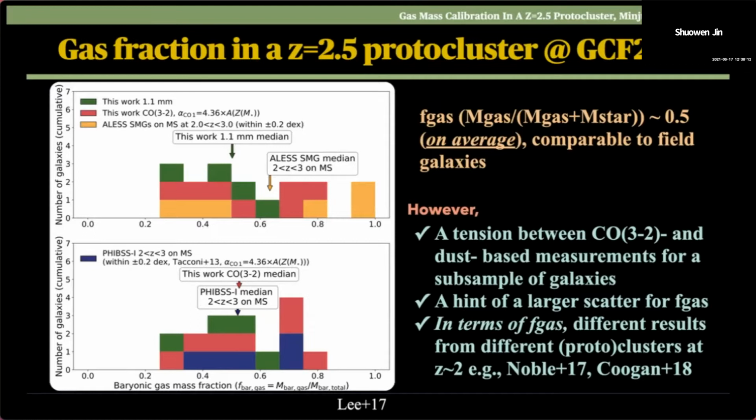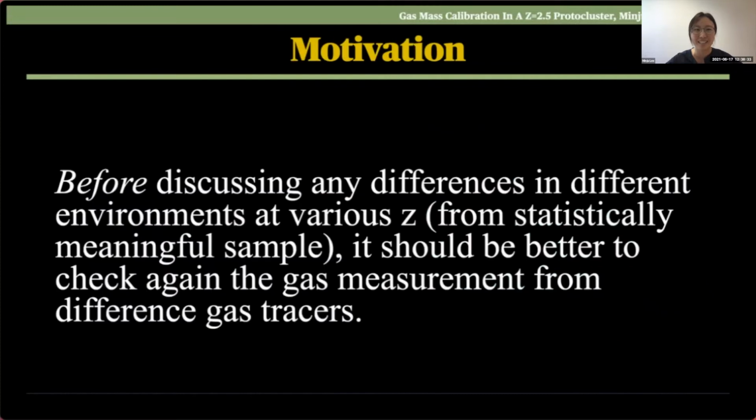While we reported no significant difference compared to field galaxies, other groups also reported contradictory results, like higher gas fraction, lower gas fraction. So the field is something like this. We are having different results from different groups. But one question came to my mind before discussing any differences in different environments at various redshifts from a statistically meaningful sample: shouldn't we better check again the gas measurements from different gas tracers?